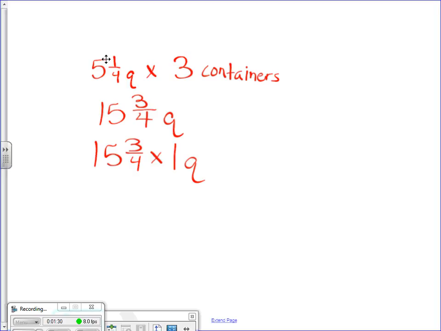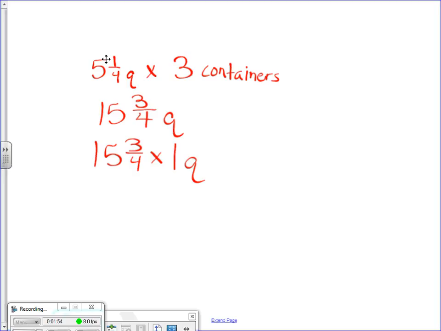You see what they did? You have 3 containers. I'm going to be going fast, so you can't be spending your whole time writing this down. This should have been done. So, this was times 3. 3 times 5, 3 times 1. You can do a mixed fraction times a whole number. So, 15 3/4 of a quart.